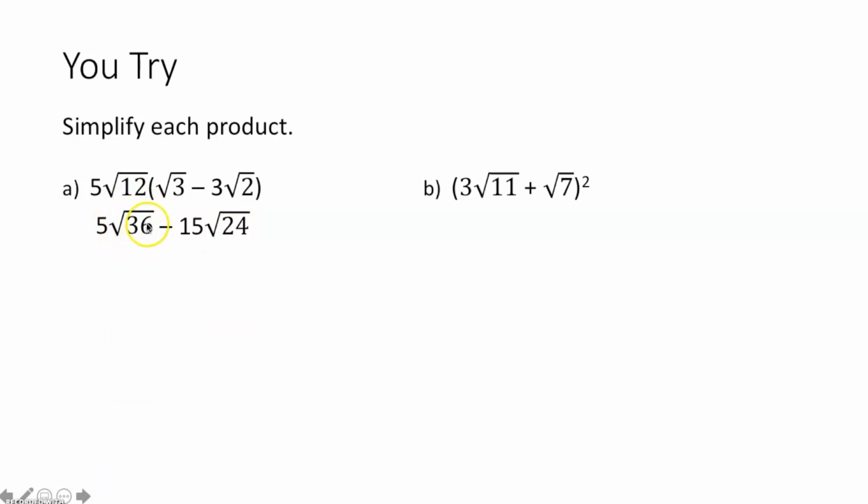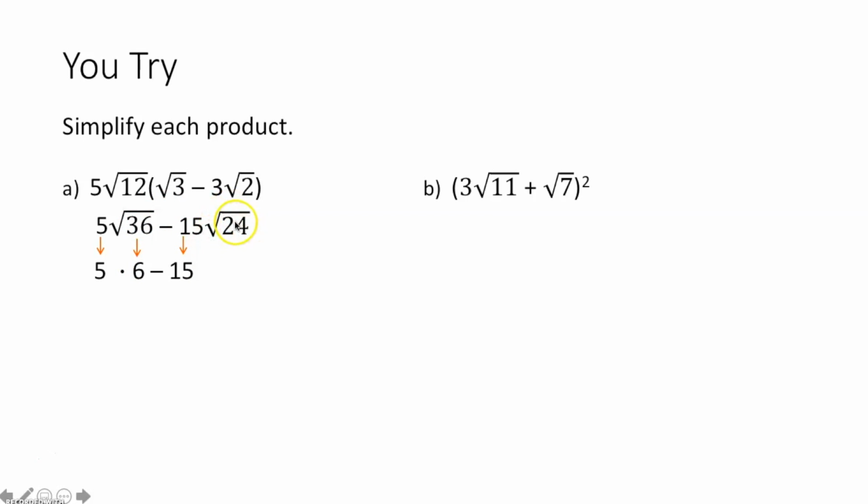Can we break up rad 36? Well, yeah, 36 is a perfect square. So the square root of 36, that just becomes 6. And then rad 24, is there a perfect square that goes into that? Yeah, 4 does, right? So we can break this up. So the 5 we keep out front. The rad 36 we change to 6 because the square root of 36 is 6. Negative 15 stays out front of this radical over here.